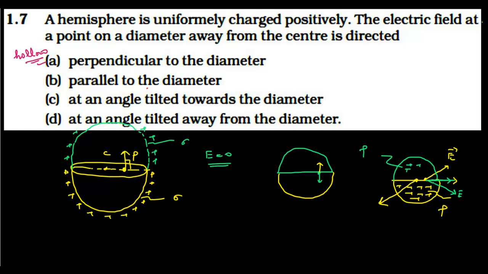So if we consider the situation for a solid hemisphere, the answer will be C, meaning the field is inclined at an angle and that is tilted towards the diameter. Clear?